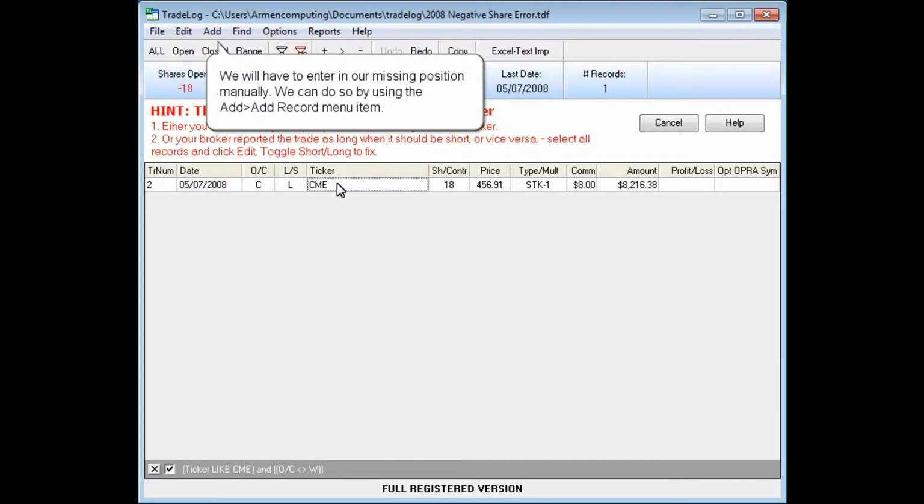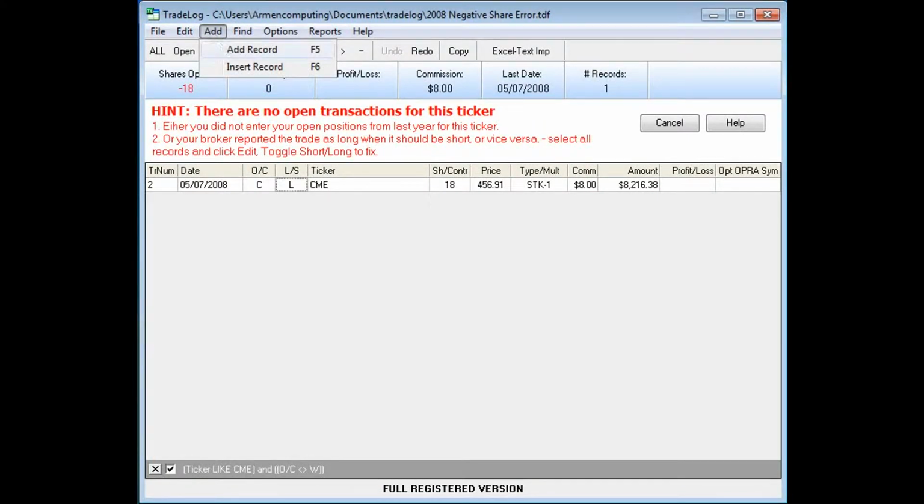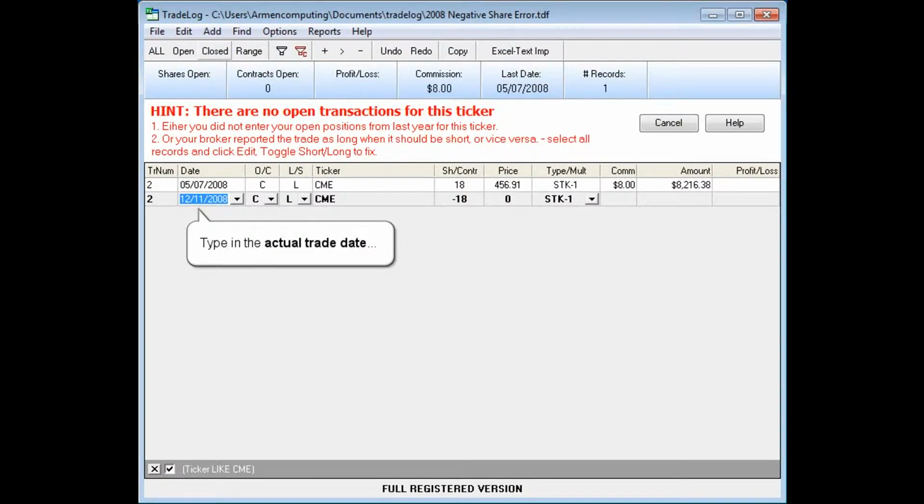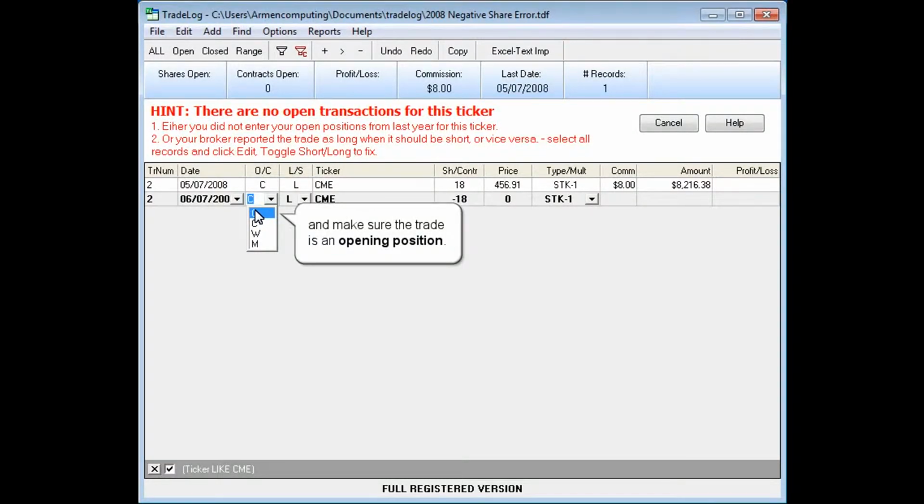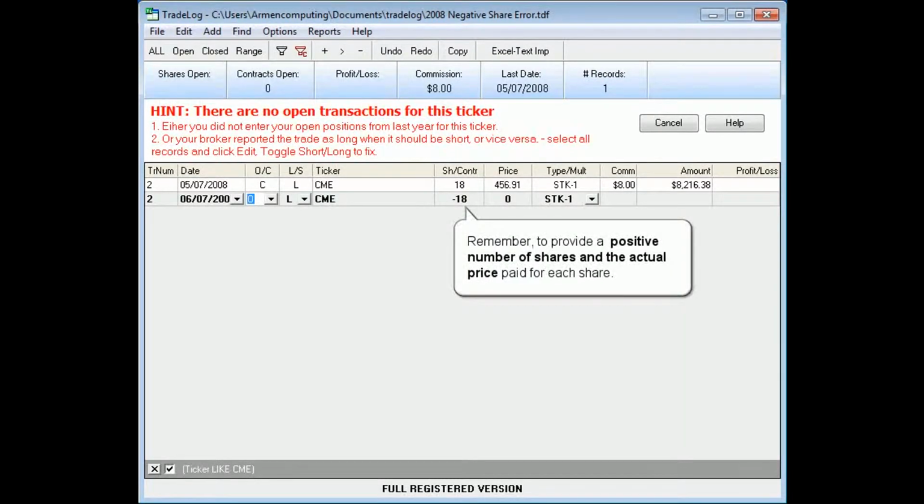We will have to enter in our missing position manually. We can do so by using the Add Record menu item. Type in the actual trade date, and make sure the trade is in opening position. Remember to provide a positive number of shares and the actual price paid for each share.